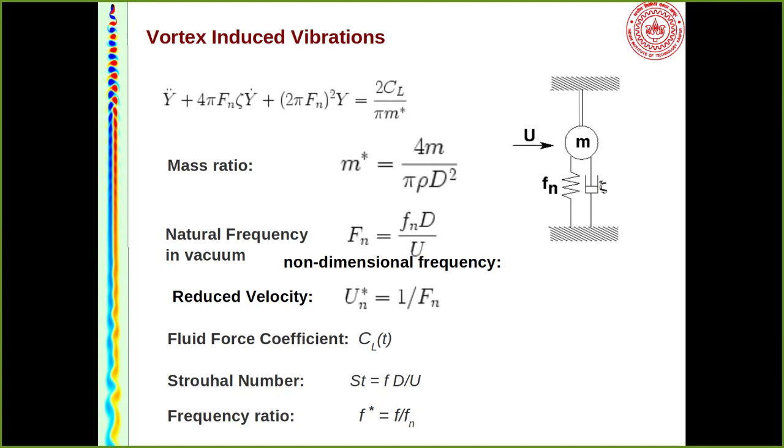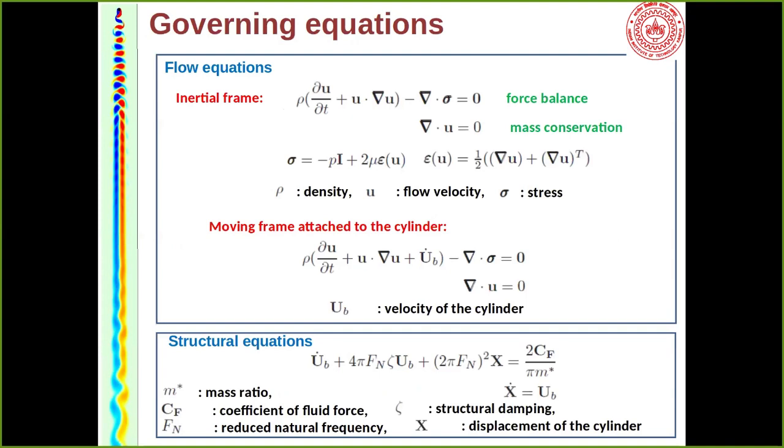Just to remind you, there's a linear harmonic oscillator, and then the forcing is supplied by the fluid, the unsteady lift, and this is the mass ratio. We've already discussed these numbers. So when we want to combine the two sets of equations, there's a flow equation. We have already seen that. New here.